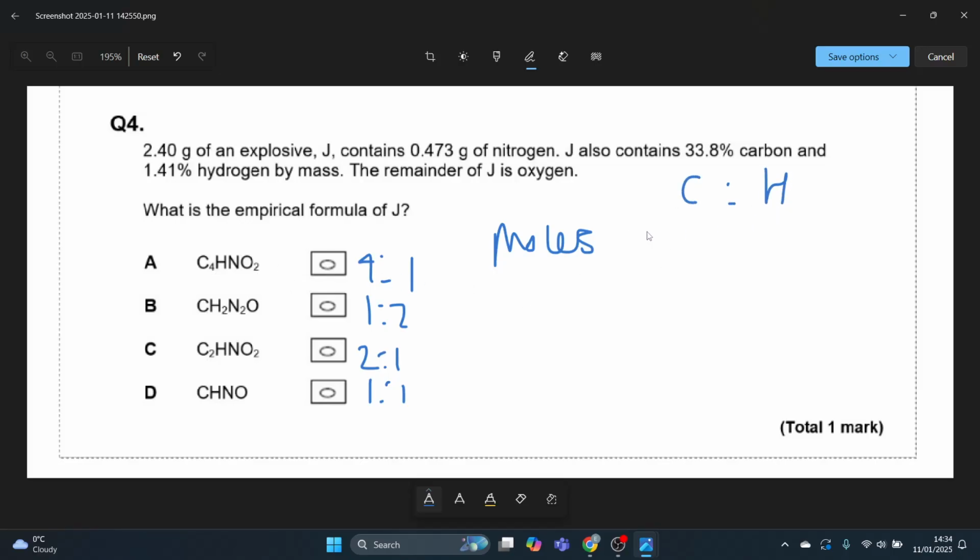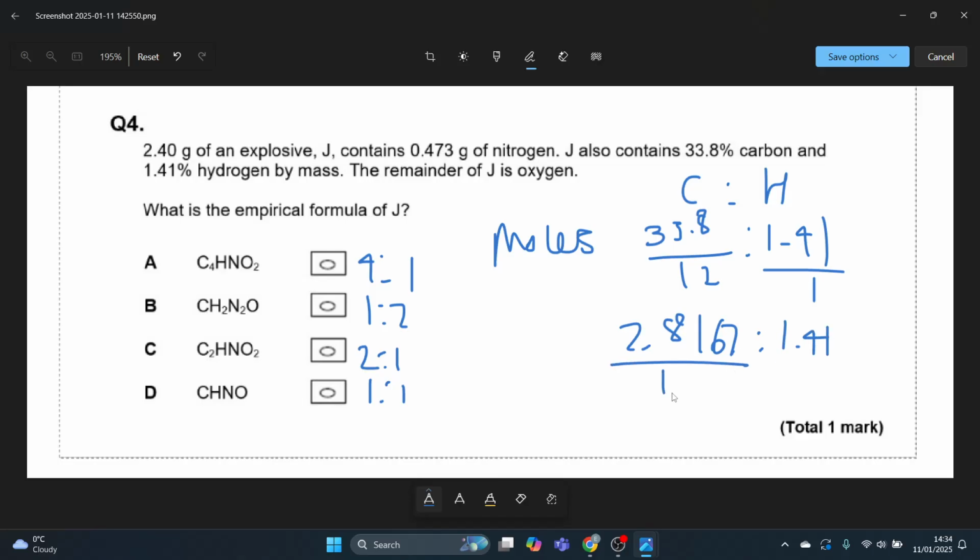Carbon, hydrogen, 33.8 divided by 12, 2.8167, to 1.41, because you just divide by 1. 1.41 divided by the smallest number, I get 1, that's the hydrogen, to 2.8167 divided by 1.41, which is 1.9976, so we can say 1 to 2. So therefore that is the ratio, 2 to 1, carbon to hydrogen. Therefore the answer is C. That easy. That's the end of the multiple choice questions.